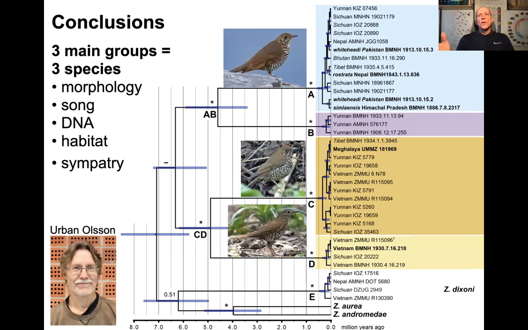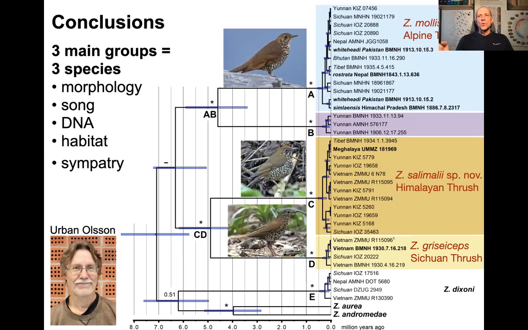So our conclusion here is that we identified 3 main groups, which we considered to be very clearly 3 different species. And we found corroborating evidence from morphology, song, DNA, habitat, and we also found symmetry between pairs of those in different places. And we identified which names should be used for these.